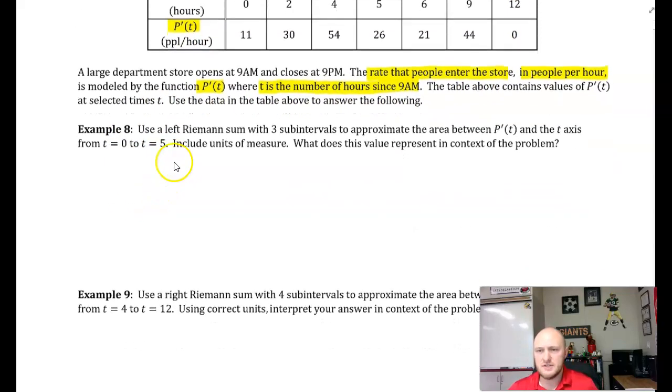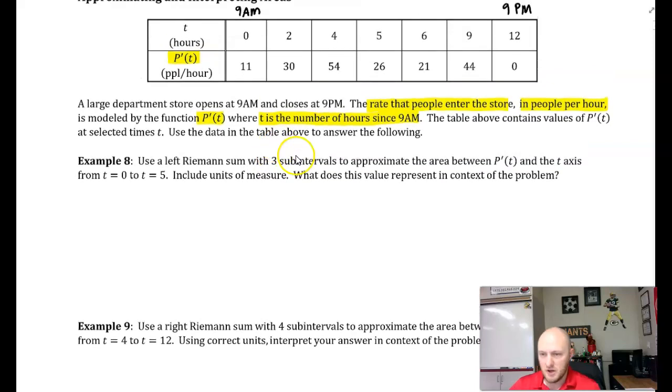They say use a left Riemann sum with 3 subintervals to approximate the area between p prime of t and the t-axis from t equals 0 to t equals 5. Indicate units of measure, and then they say what does the value represent in the context of the problem. Okay, so let's go ahead and calculate this.